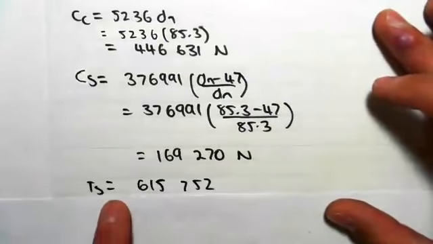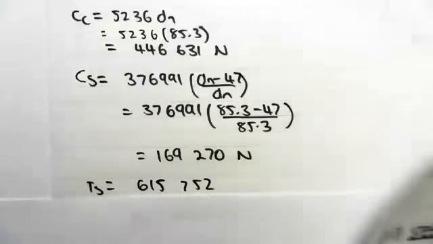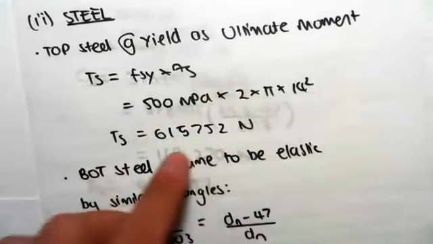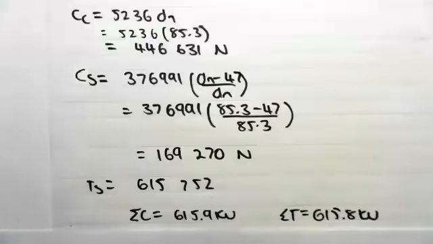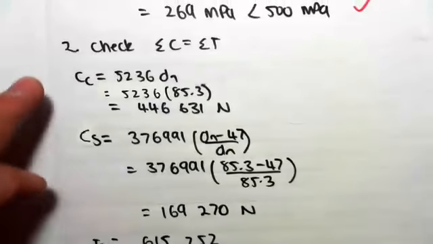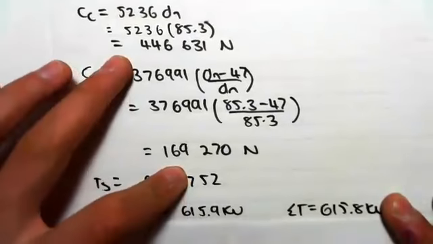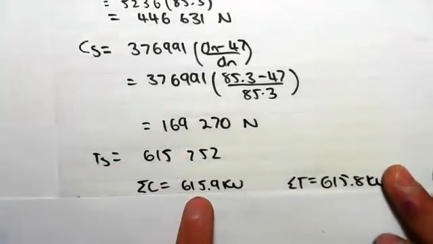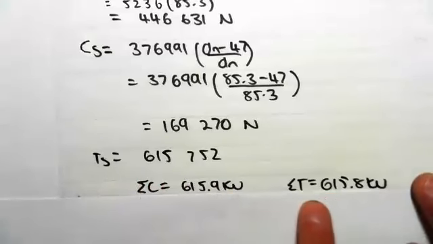The last thing is the tension in the steel, which we know is 615,752. We had that from before, so that's unchanged. Then we can check this. The sum of the compression will be the compression in concrete plus the compression in steel. So that value plus that value, in kilonewtons, is 615.9, and the tension in the steel in kilonewtons is 615.8.